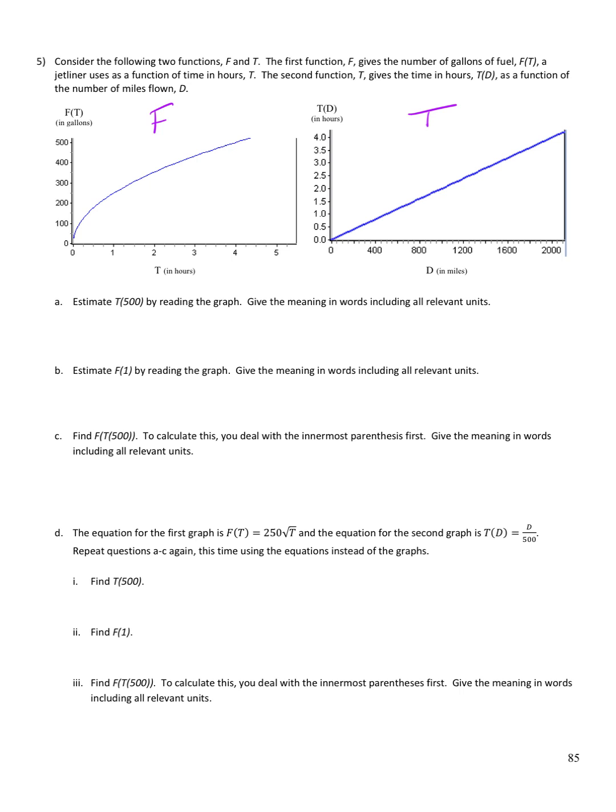So t of 500. I'm going to find 500 on here. Looks like right there. Go up to the graph. Read off the y value. Looks like about 1. t of 500 looks like it's approximately 1. Give the meaning in words, including units. So to fly 500 miles. Okay, and then the output is time in hours, so takes approximately 1 hour.